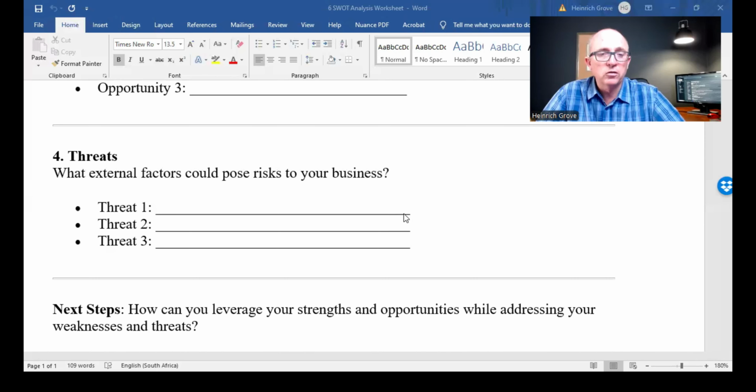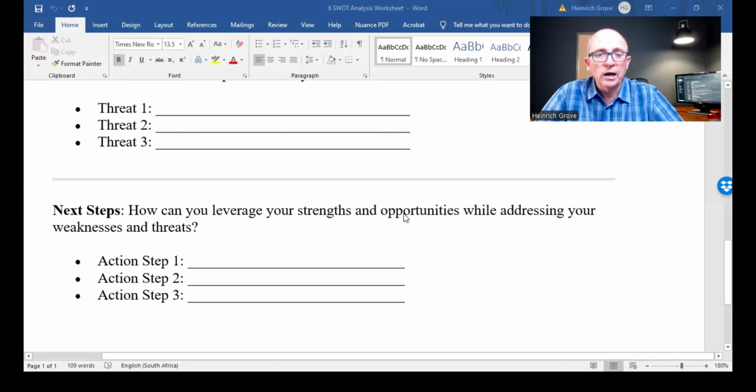But like I said, SWOT analysis is a working document. It's not something you just do once off and forget about. It is something that you need to visit on a regular basis to make sure that you look at your SWOT analysis. So the next step is how can you leverage your strengths and opportunities while addressing your weaknesses and threats. And I think that is the main purpose of a SWOT analysis: to say how you can leverage strengths and opportunities so you can exploit those things with your business, and how to address weaknesses and threats.